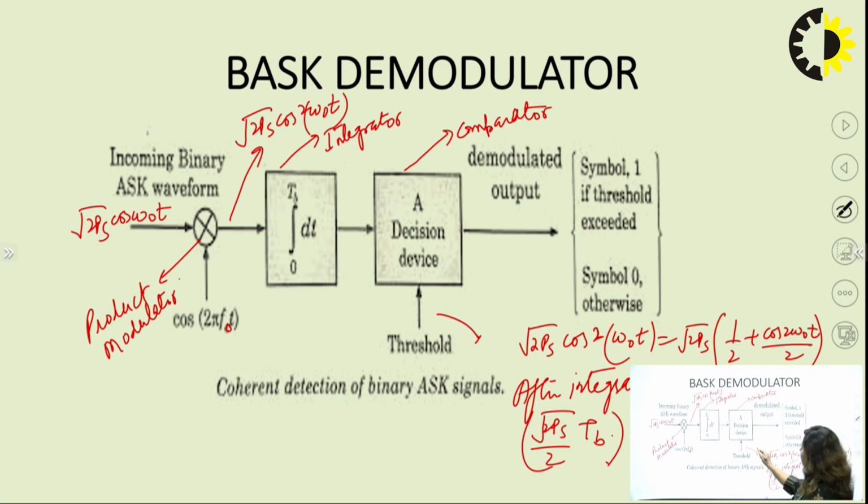A threshold lambda is fixed at the decision making device. So whenever this data, that is under root 2Ps by 2 into TB, or you can write under root Ps by 2 into TB, comes out to be higher as compared to lambda, symbol 1 is detected. If this value comes out to be lower as compared to lambda, then symbol 0 is detected. So this is all about the demodulation and the modulation process of the ASK signal.